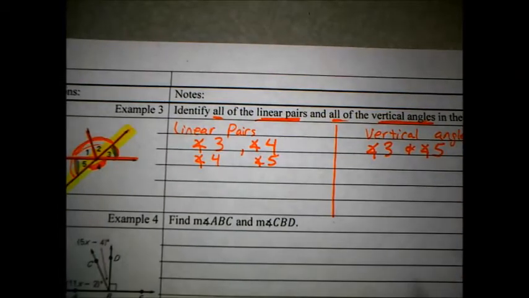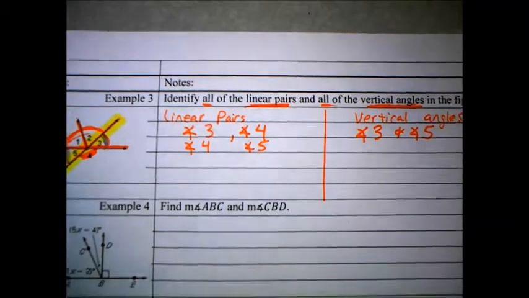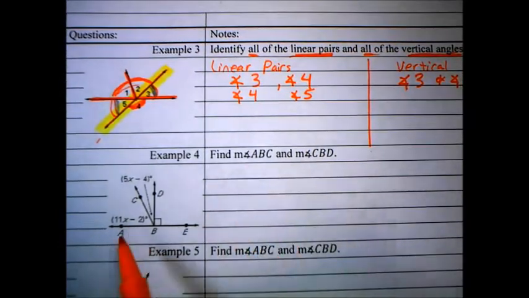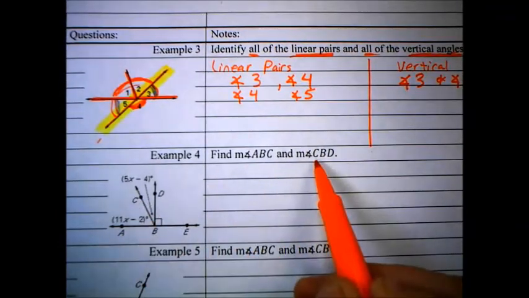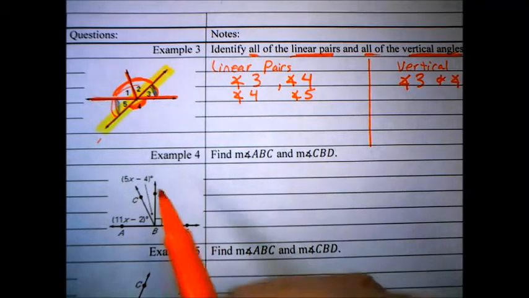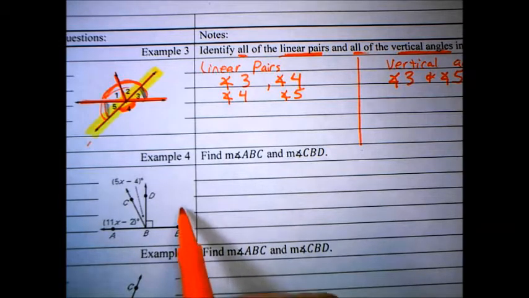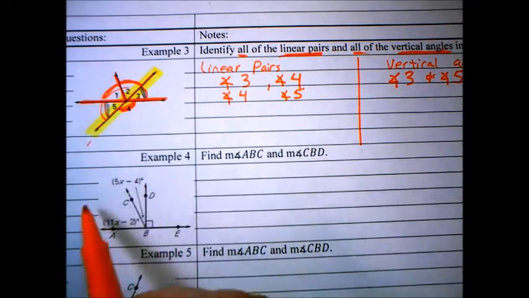Example 4 is more like the work that you're going to be doing, rather than just identifying things. So it says we want to find the measure of ABC and the measure of CBD. Notice this is a straight line, so from E all the way around to A is a straight line. That means it will equal 180 degrees.